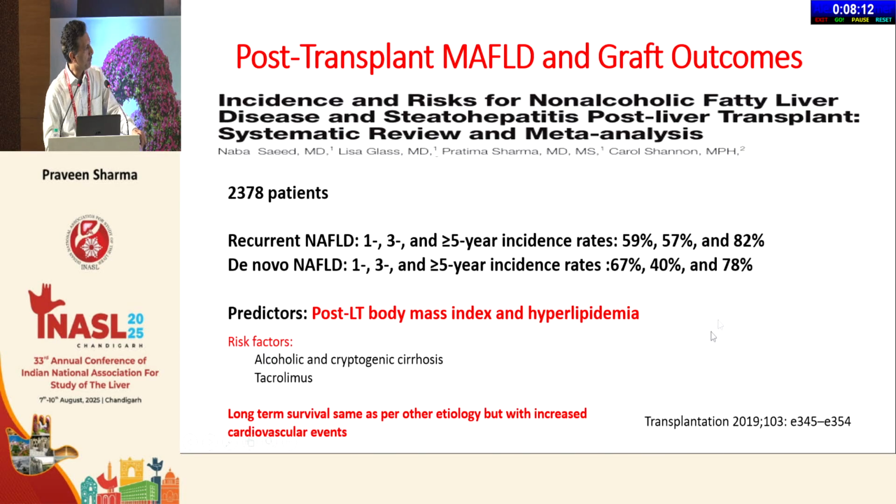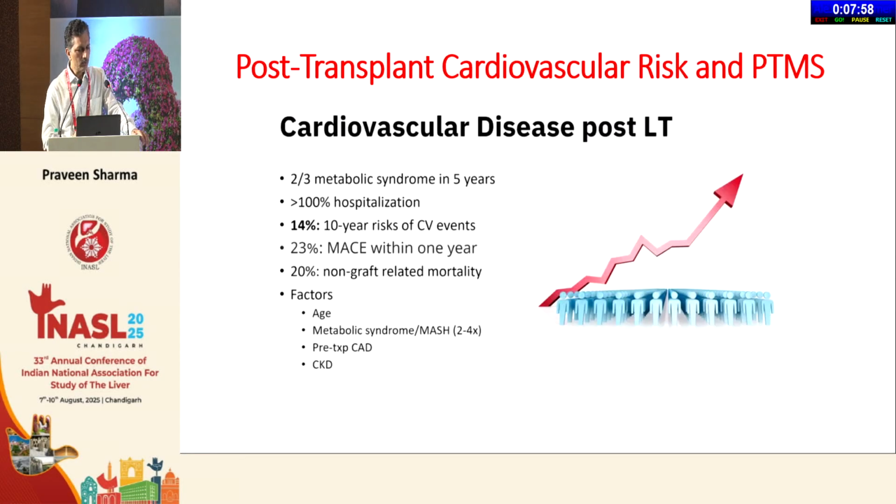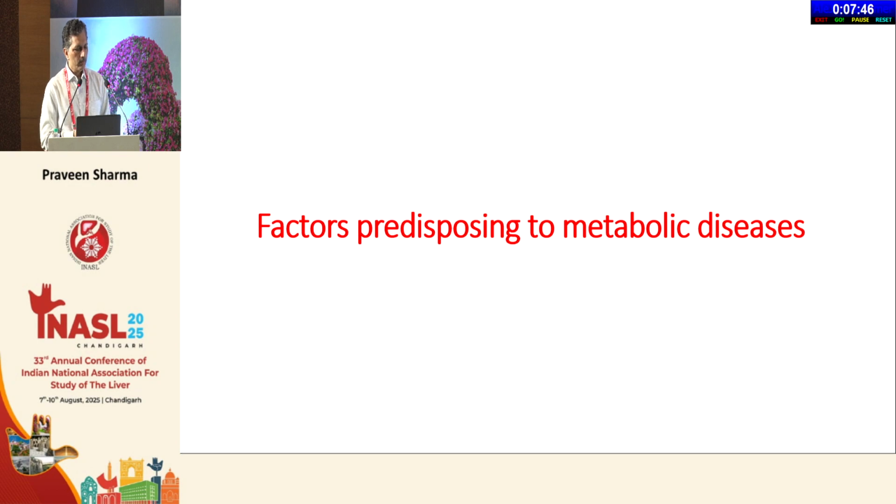If pre-transplant the patient has an alcoholic or cryptogenic etiology, or we are giving tacrolimus for a prolonged duration, or they have an increased BMI after transplant, these patients will probably develop complications because of metabolic syndrome. So evaluating a patient post-transplant for metabolic syndrome is important, not from the graft point of view, but because of increased cardiovascular disease after transplantation, which increases mortality in these patients.